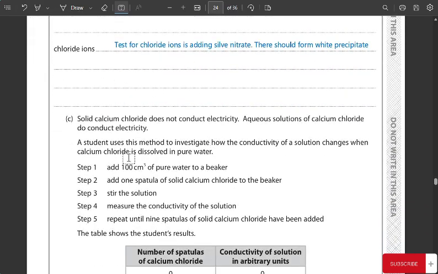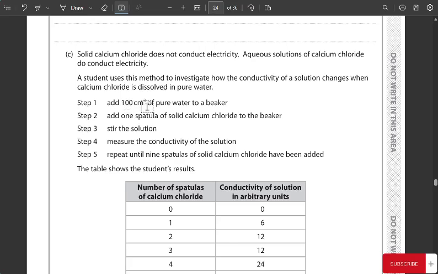Okay, next one. Solid calcium chloride does not conduct electricity. Aqueous solutions of calcium chloride do conduct electricity. A student used this method to investigate how the conductivity of a solution changes when calcium chloride is dissolved in pure water. Step 1. Add 100 cm³ of pure water to a beaker. Step 2. Add 1 spatula of solid calcium chloride to the beaker. Step 3. Stir the solution. Step 4. Measure the conductivity of the solution. Step 5. Repeat until 9 spatulas of solid calcium chloride have been added.